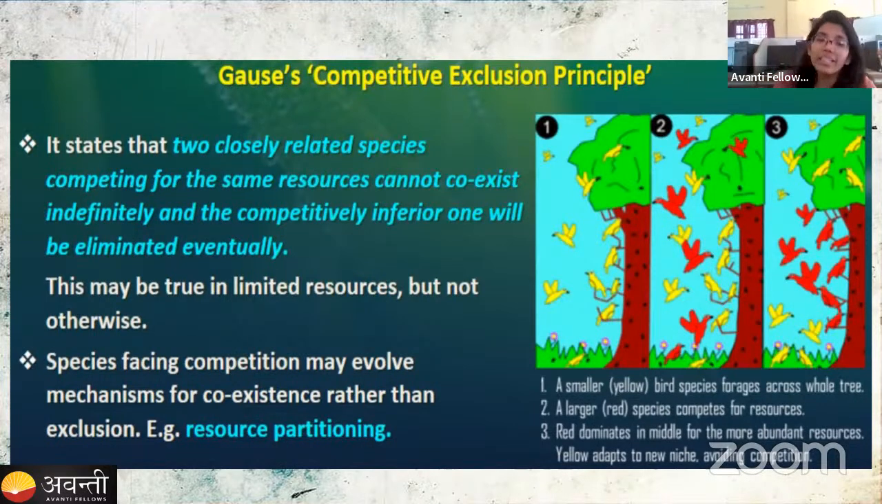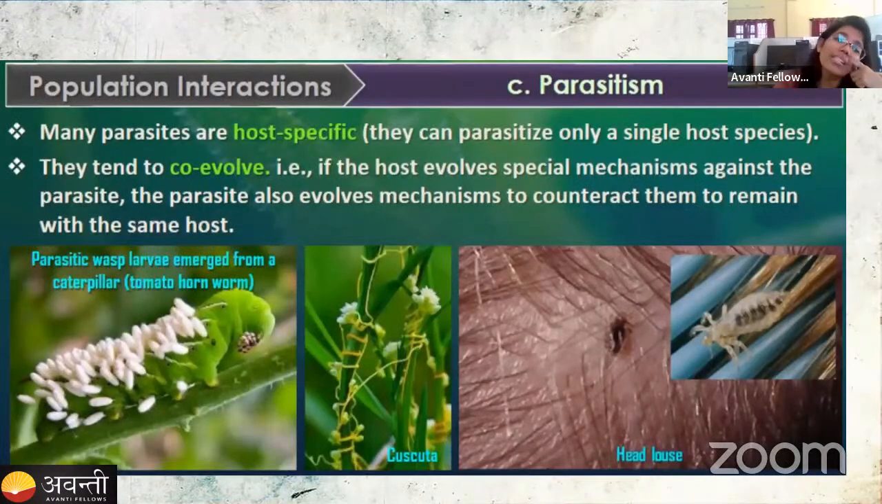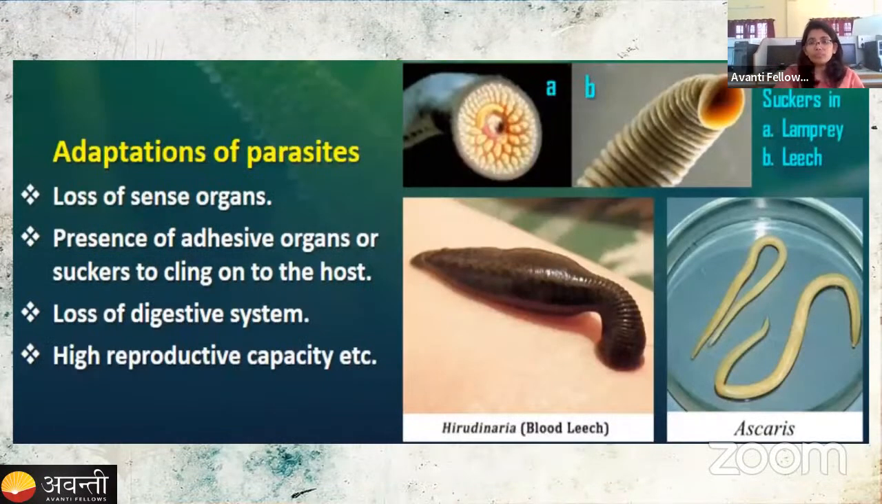If the resource is very limited, then there is competition. If the resource is unlimited, the organisms do not compete among themselves. Okay. And next is parasitism. There are so many parasites which are host specific. For example, if there is one parasite which is depending on a particular host, now the host is going to evolve. If the host is evolving, along with the host the parasite will also evolve. This is what is called co-evolution. Okay.